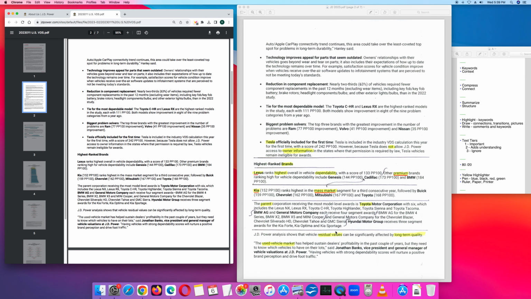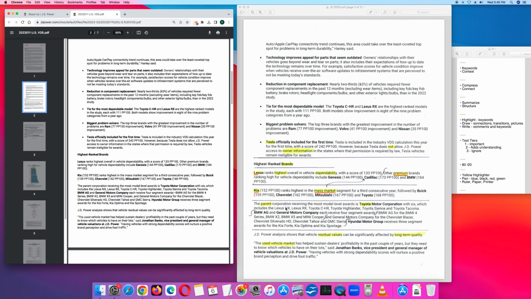Now the bottom half actually has 3 parts, all right, and actually should have 3 headings. It says high-ranked brands. Okay, now there's 2 subcategories of this header, highest-ranked brands. There's premium and mass market. So paragraph 1 is premium brands. Paragraph 2 is mass market brands, right? Now, paragraph 3 is a little bit different. They're talking about parent companies. So Toyota includes Toyota and Lexus.